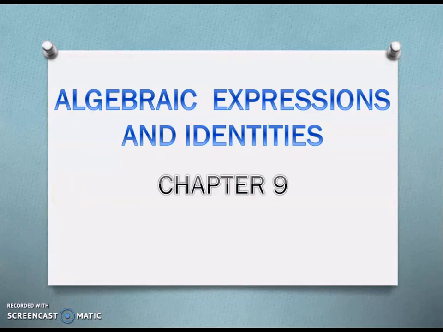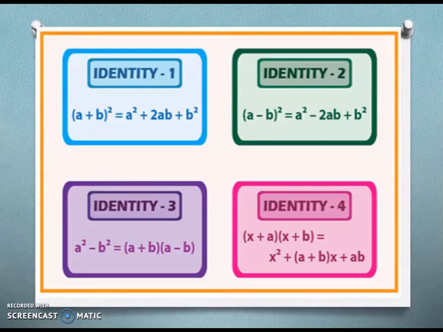Algebraic expressions and identities. We will continue with the standard identities now. There are four standard identities that we are going to see in this chapter. First one is (a + b) the whole square. (a + b)² is equal to a² + 2ab + b². We will also see the proof of all these identities algebraically as well as geometrically.